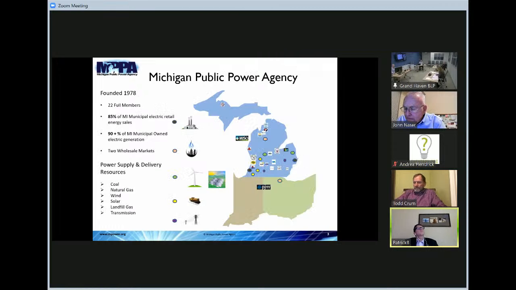Next slide. As I mentioned, the agency was formed in 1978. There are 22 full members. We represent about 85% of the Michigan municipal electric sales and about 90% of the municipal owned generation. We operate in 2 wholesale markets, the Mid-Continent Independent System Operator and PJM, which is in the southwest corner of the state. The agency owns coal, natural gas, and transmission assets, as well as contractual arrangements for landfill gas, solar, and wind. Next slide.